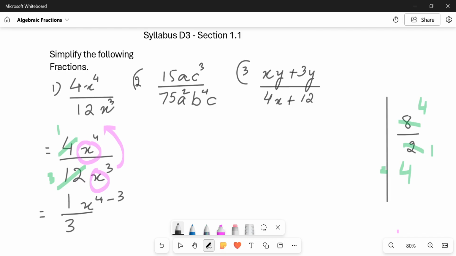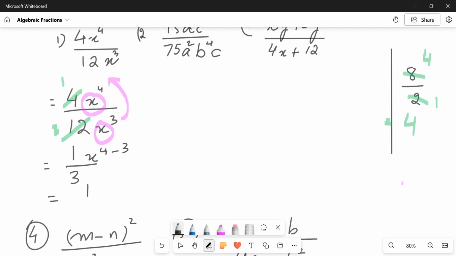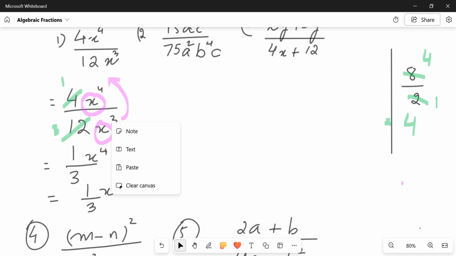So the answer is 1 over 3, x only. Why x? Because 4 minus 3 gives you only 1 x. If it's written x only, it means its power is 1. You know that we will not write 1, because it's already understood that if x is written, the power is only 1. So x has power 1. So this is the answer.